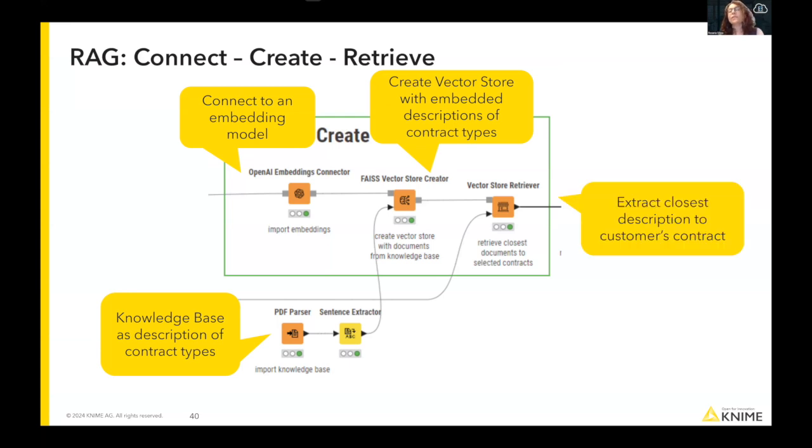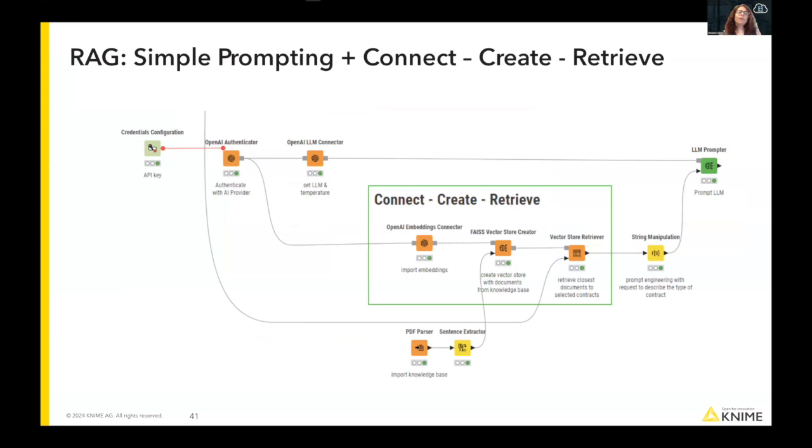And this is the retriever operator that extracts the closest description to, for example, the contract that I am analyzing. So, putting everything together, I first provide the API key that I got when I subscribed to the AI provider. Then I get authenticated as a user.